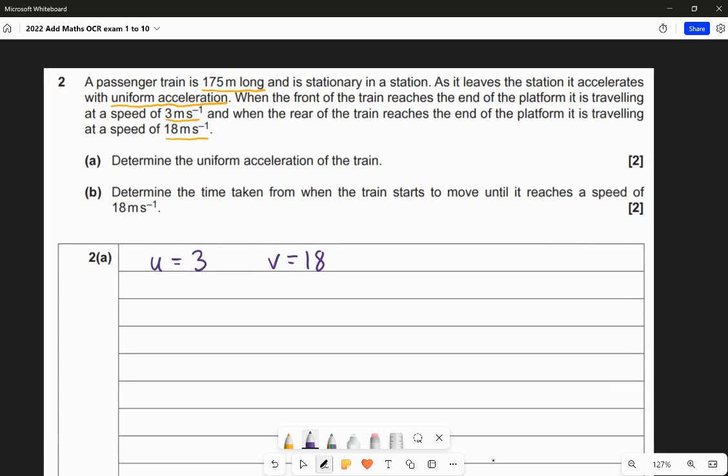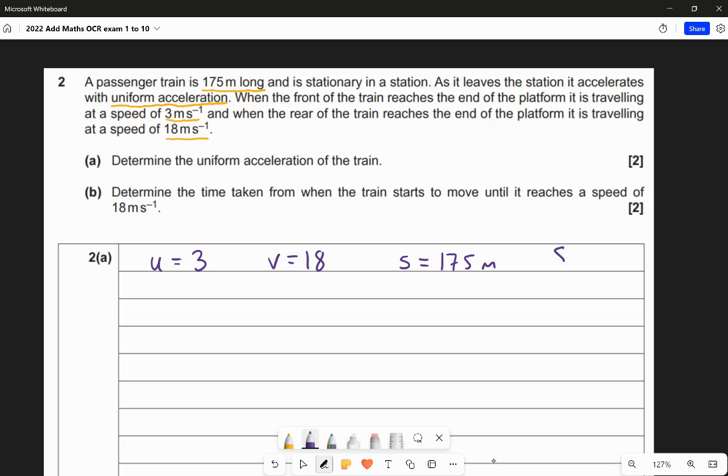And the distance traveled in that time, because from the front of the train reaching the end of the platform to the back of the train reaching the end of the platform, the train is 175 meters long, that distance that's traveled so far is 175 meters. Because when the back of the train reaches the end of the platform, the front of the train will be 175 meters further ahead. Okay. So we've got those three values.